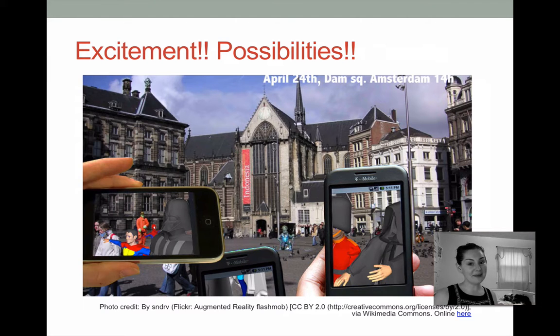Okay, so there's a lot of excitement and possibility with AR. There's so much you can do. This is sort of a hokey picture, but kind of interesting: a virtual flash mob, our augmented reality flash mob. There's so much that you can layer.